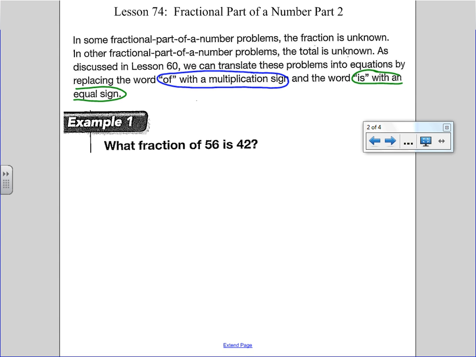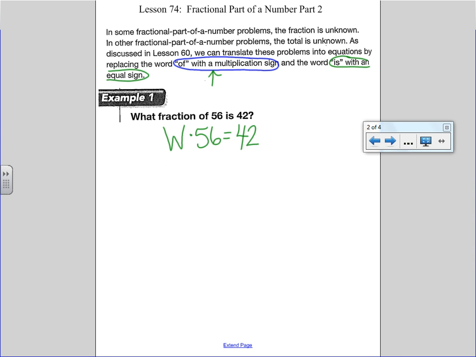What fraction of 56 is 42? Whenever they say what fraction, they're asking what fraction. We don't know what fraction, so we'll put W because we don't know. Of, we just said means to multiply. 56, we write as 56. Is means equals, and then bring down that 42. So now I have an equation. That's simple. I have an equation.